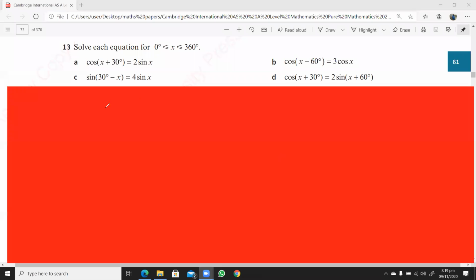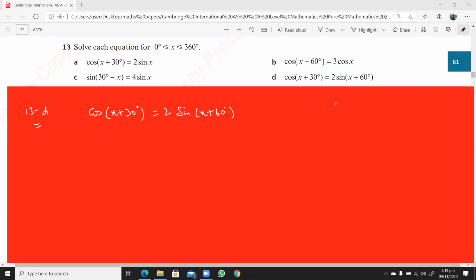Okay, 13b, sorry, 13d. In this question, you have been given cos(x + 30) equal to 2 sin(x + 60). Now, in this question, what is required?